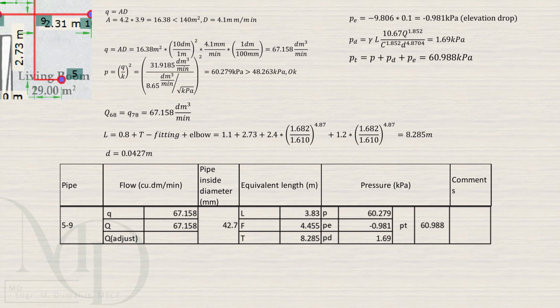Include the following entries in the table. First, the pipe run 5 to 9. Second, the individual discharge and any adjusted or capital Q. Third, the pipe inside diameter. Fourth, the equivalent and effective length. Fifth, the pressure demand including the elevation correction. Sixth, the computed pressure drop and final pressure. With that said, we can move on to the next run.